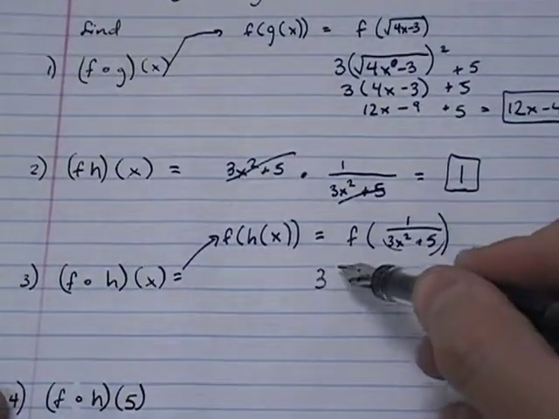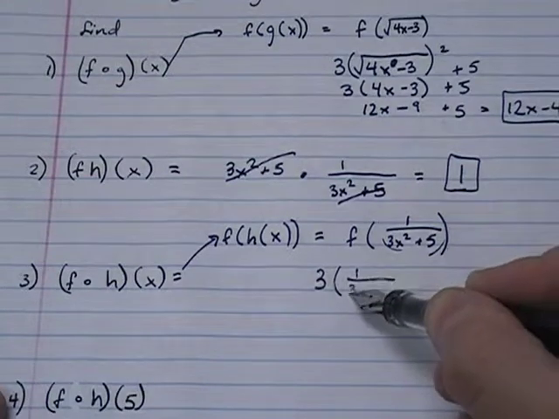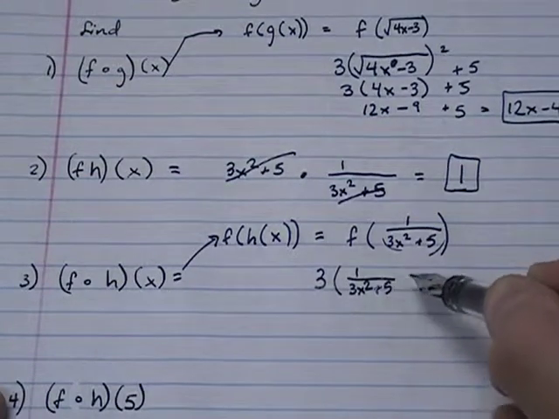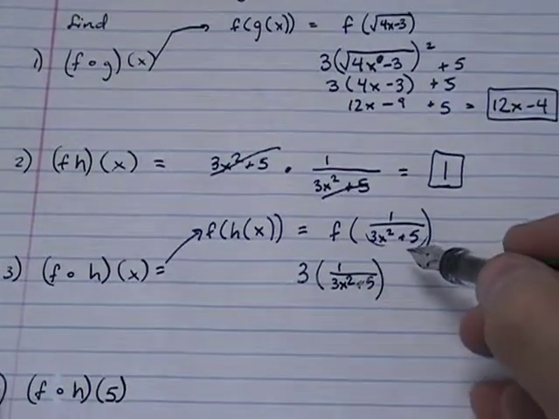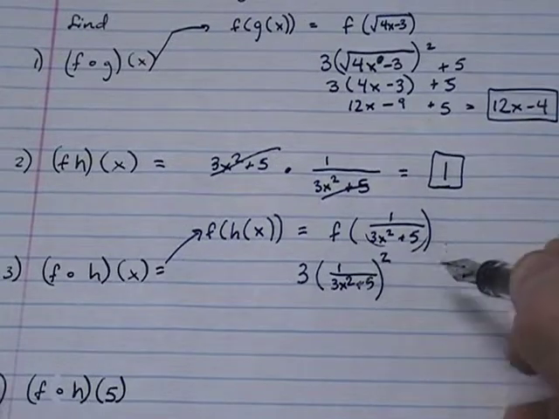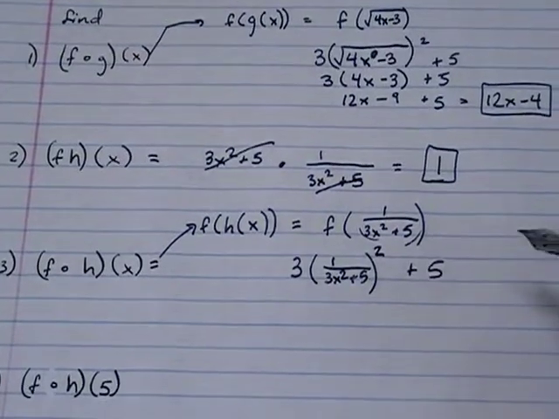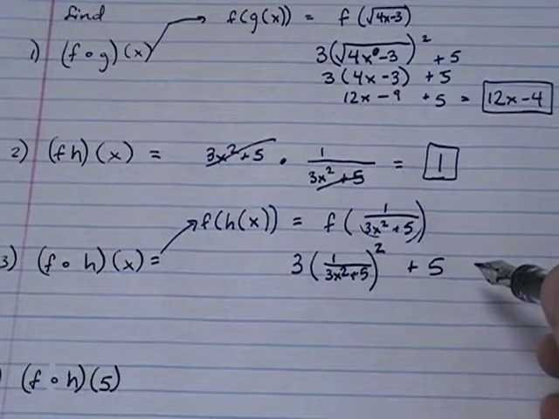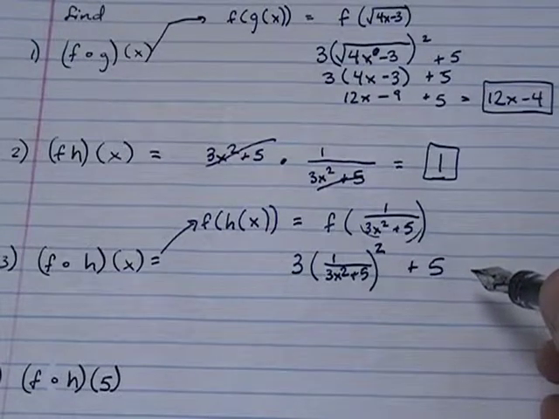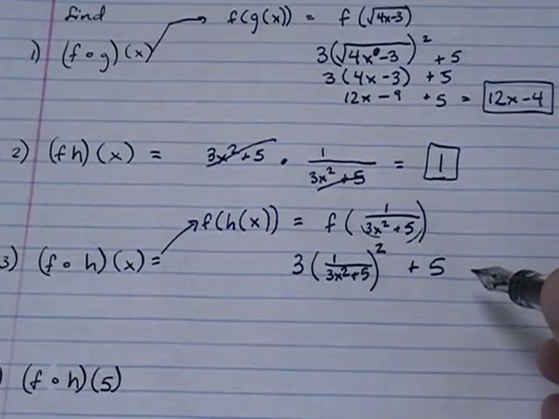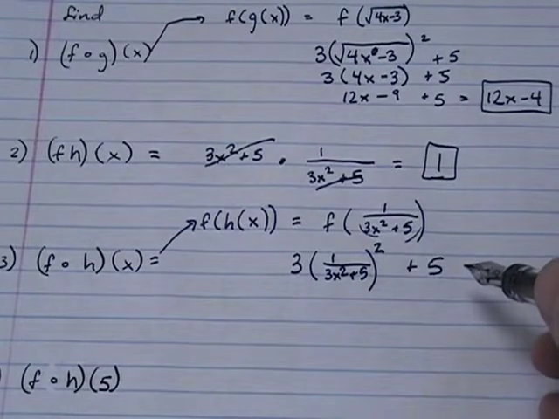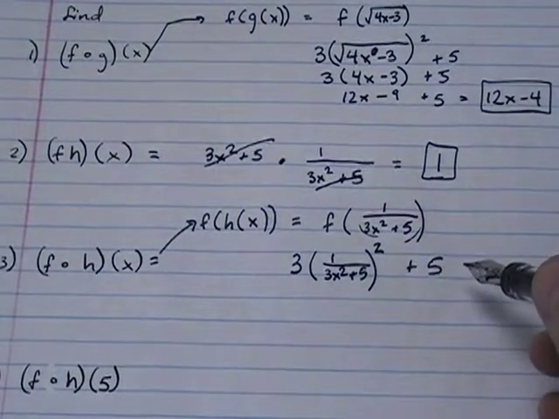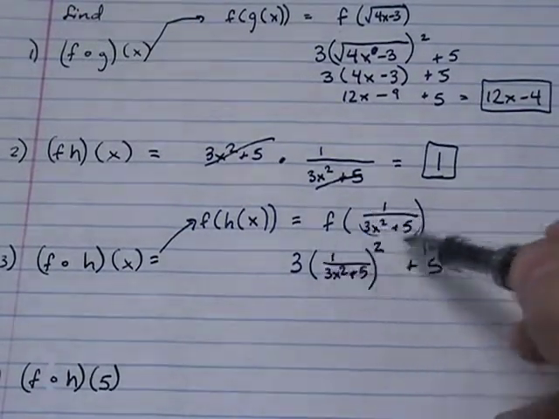So we have 3, and that's going to be our x, 1 over 3x squared plus 5, squared plus 5. And the problem that we're going to run into, obviously, here is that this is going to be a mess. A very, very, very big mess. Okay? So we have to square this.